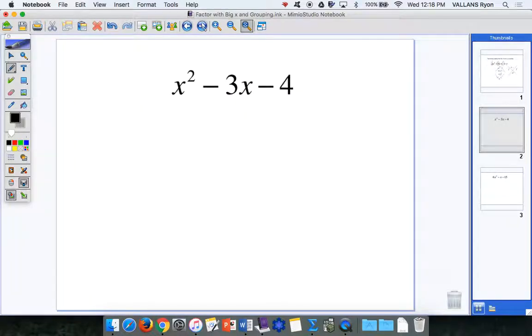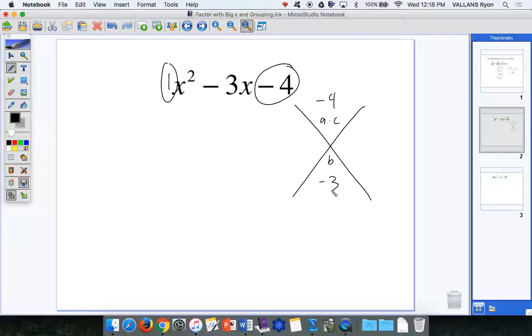So let's try it with one of the examples. So big X, A, which is 1 times C, which is -4. A times C is -4. The bottom is B, -3. So I need two numbers that multiply up to -4 and add to get to -3. So I only really have two options when I look at this, 1 and 4, 2 times 2. Well, 1 and 4 is going to work, and then I need this to be negative.